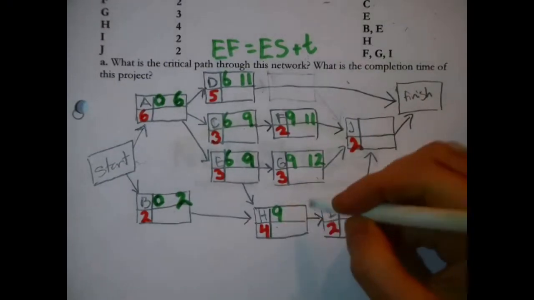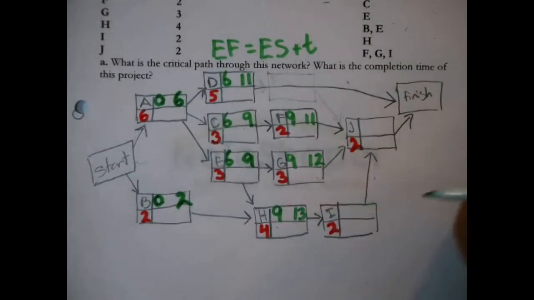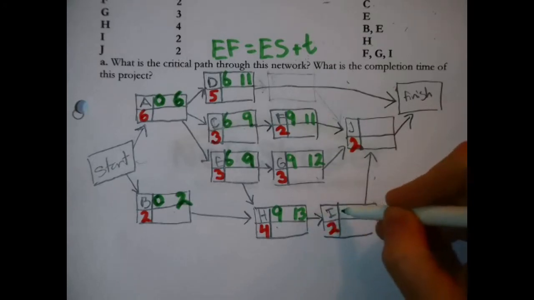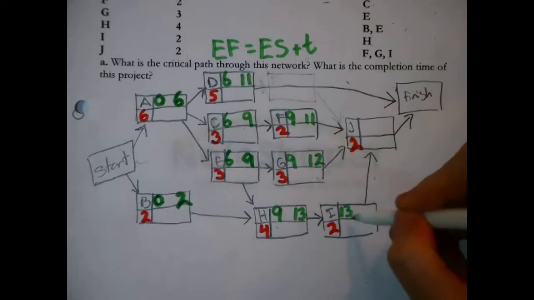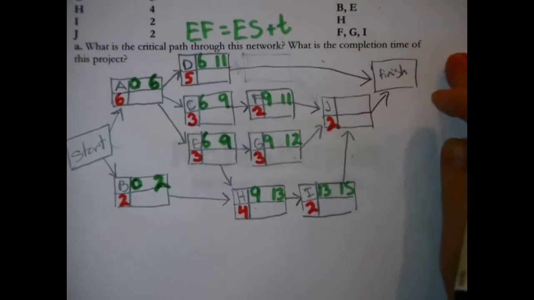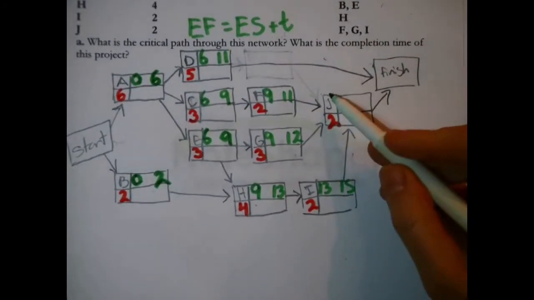9 plus 4 means its early finish time is 13. I is another so-called easy one in that it's only waiting on H, so you can just pass the number over. I could start at the earliest in 13 days. 13 plus 2 is 15. There's only one other one to do here. And that does take a little logic.